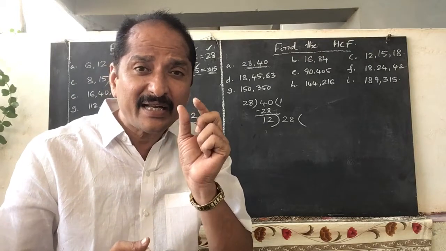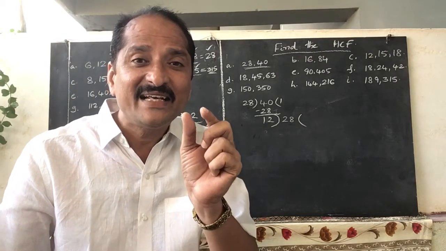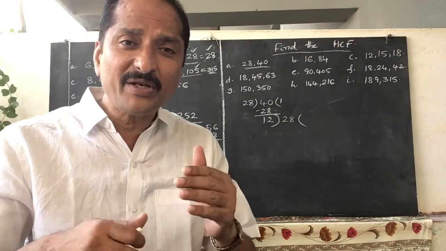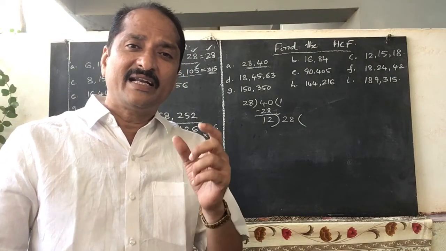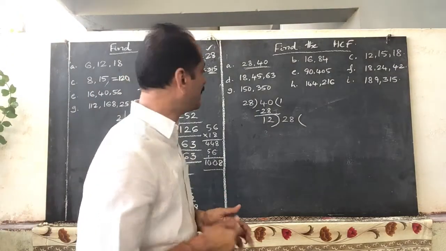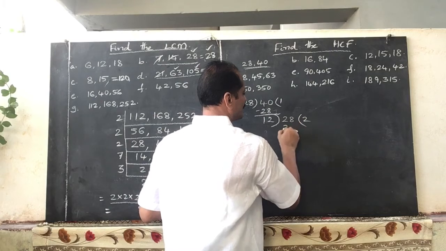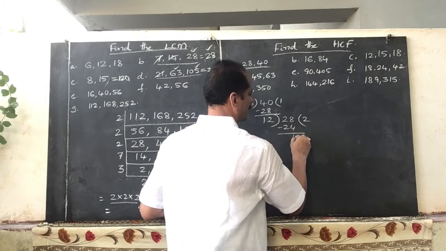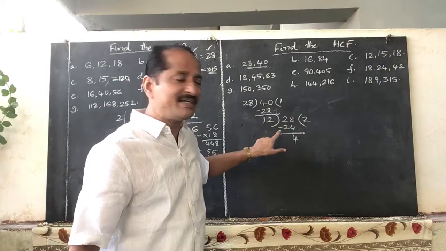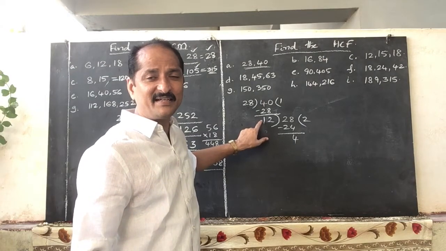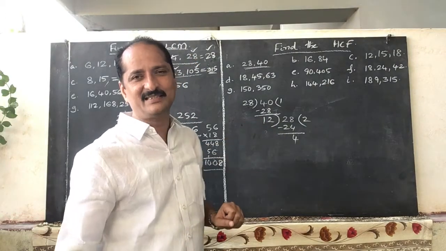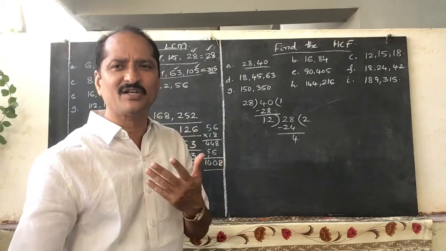When you get remainder 0, that divisor is the HCF. That means the number by which you divide and get remainder 0 is the HCF. Now 12 twos are 24, so the remainder is 4. Here also we did not get remainder 0. If the divisor is 12 and you got remainder 0, then the HCF would be 12. But here remainder 0 did not come, so 12 is not the HCF.